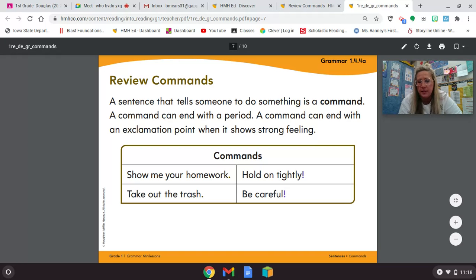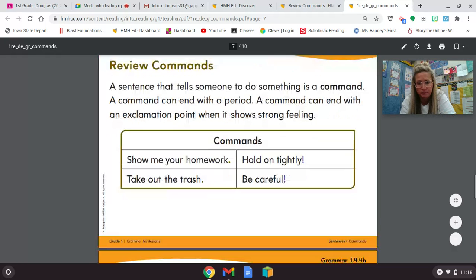So here are some examples of commands. Show me your homework. That would end with a period because I'm not saying it with a lot of expression or feeling. But if I say, hold on tightly, now I'm saying it with a lot of expression, so that has the exclamation point. Or if I say, take out the trash, I'm telling you to do something, but I'm not saying it loudly. I'm just telling you. And then I'm going to say, be careful. Now I'm saying something with a lot of expression, and I'm still telling you to do something. I'm telling you to be careful. Okay? So those are two examples of commands, some that are shown with a lot of expression and some that are just regular commands that end with a period.